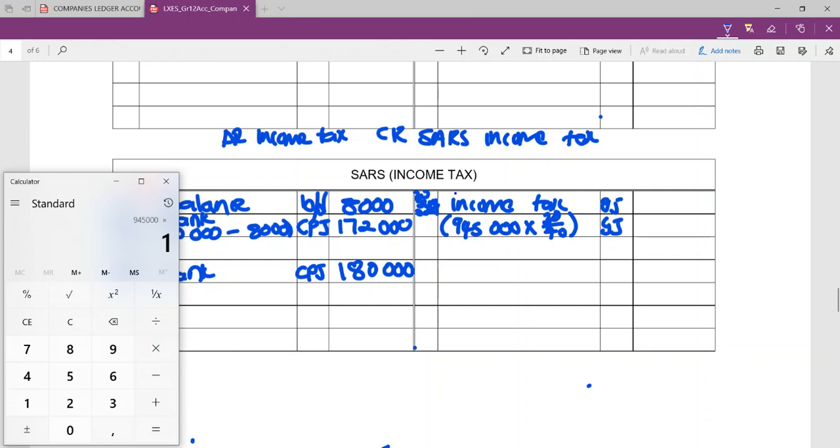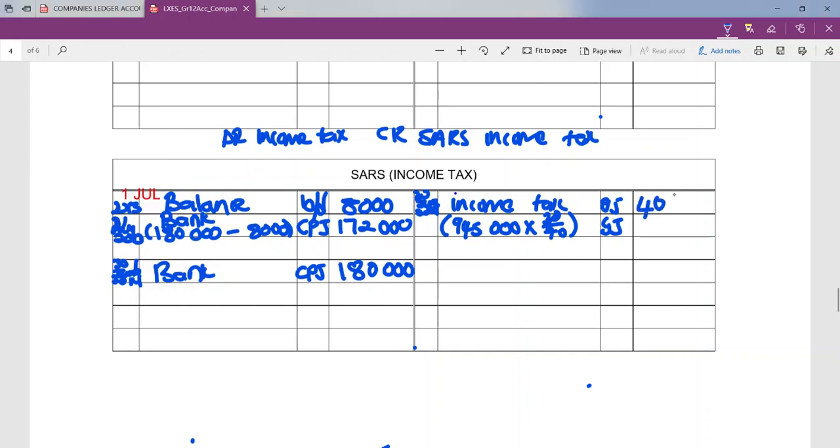So we take 945,000 multiplied by 30 divided by 70, and then it will tell us how much was the income tax. According to this, income tax is supposed to be 405,000. If you look at the payments that we have made, they are equal to 360,000. We were supposed to pay 405,000, so which means at the end of the year SARS becomes a liability.